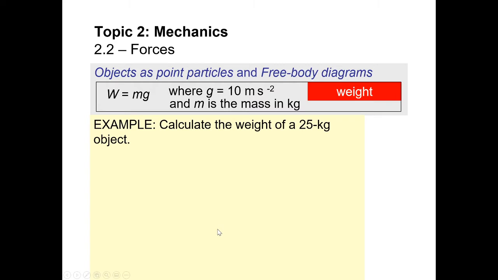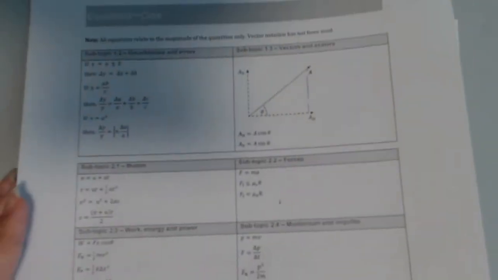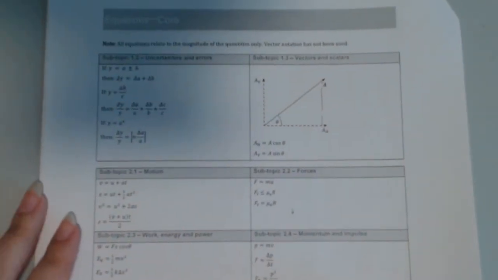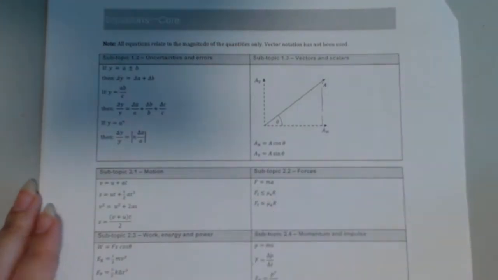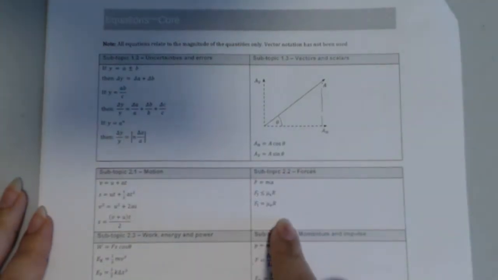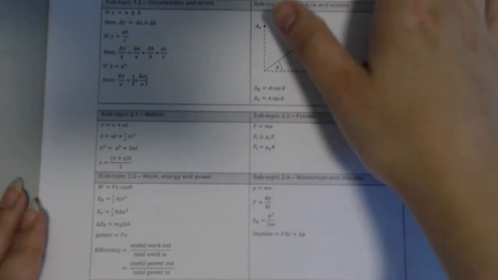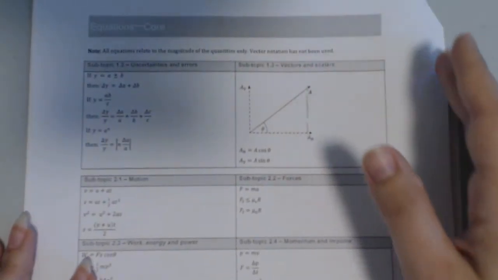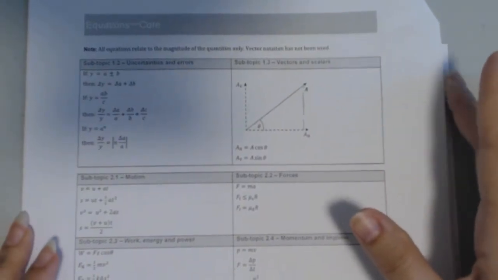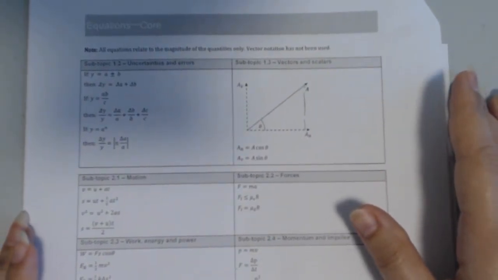All right. Calculate the weight of a 25 kilogram object. So this is just us getting used to the formula W is equal to mg. There is something I want to point out. If you look at the formula booklet, and after all, we did start with the slide of the data booklet reference, notice that there is no formula W is equal to mg, and it's not in any of the other boxes either. In fact, that formula does not show up anywhere in your data booklet. But it is a very, very important formula.